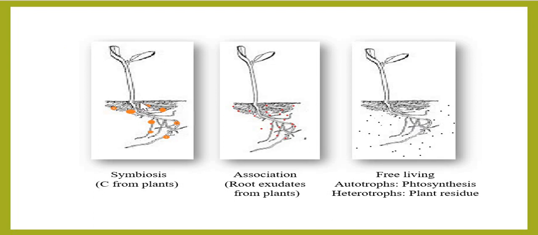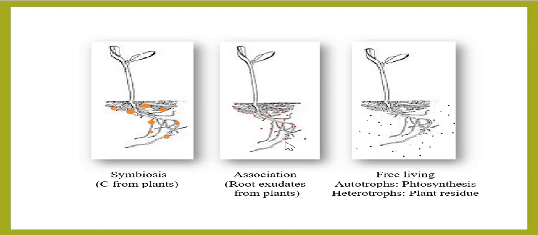So this is the case of symbiotic relationship. Here you can see that the nodules are formed in the root of the leguminous plant, and here the plant can provide carbon source to the bacteria, and bacteria will provide nitrogen to the plant. So this is a symbiotic relationship.